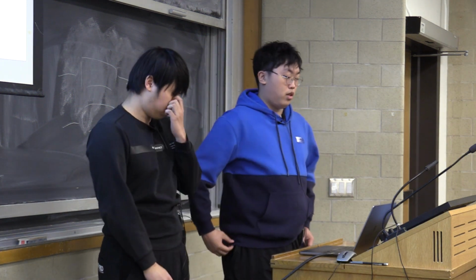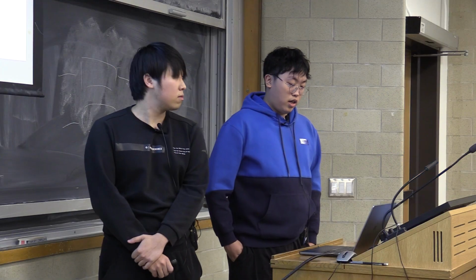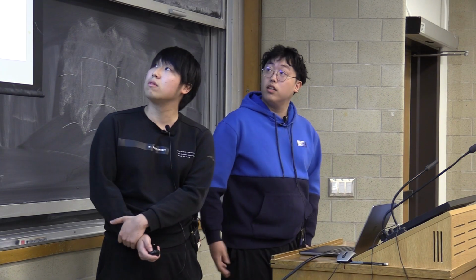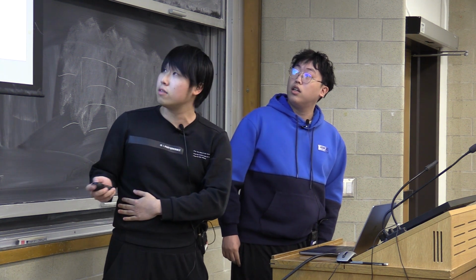For the user input, we collect 50 combinations of the following categories of information: the household service queries, language preference, gender preference, and available time. For tasker profile data, it is hard to collect real profiles. So we simulate about 20 sample profiles as a proof of concept using ChatGPT and type them manually into the database. And these tasker profiles involve the following properties in the database, as shown on the slides.